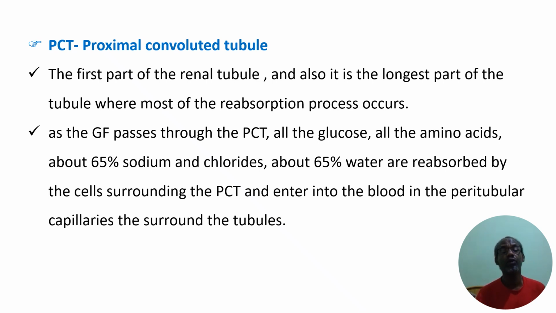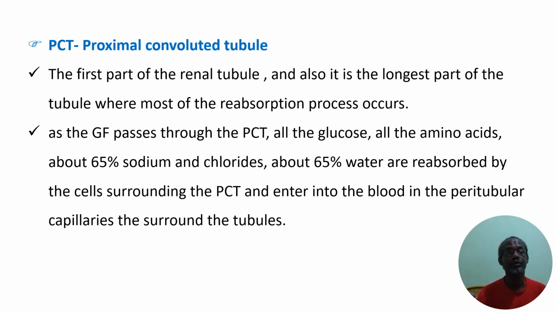As the glomerular filtrate passes through the proximal convoluted tubule, if you are healthy, all the glucose, all the amino acids, about 60 to 65% of sodium chloride, and about 65% of water are reabsorbed by the cells surrounding the PCT, the proximal convoluted tubule.